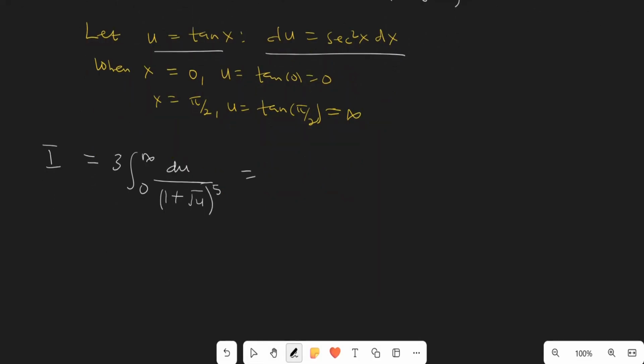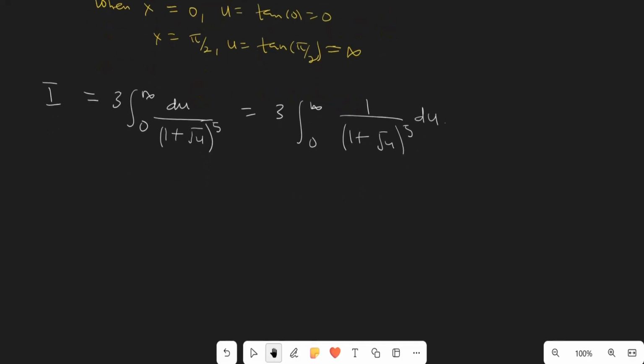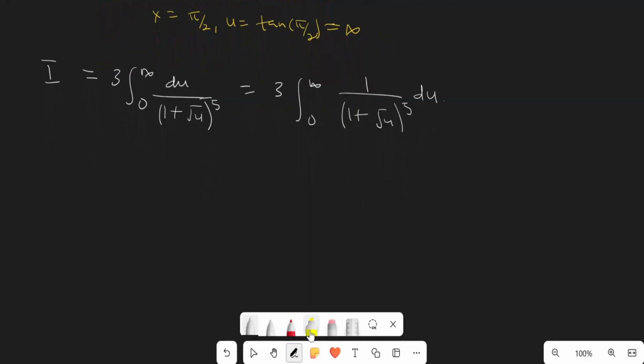And this one really is what we can do another u sub here. 1 plus the square root of u raised to the power 5 du. We are going to do another u sub here.